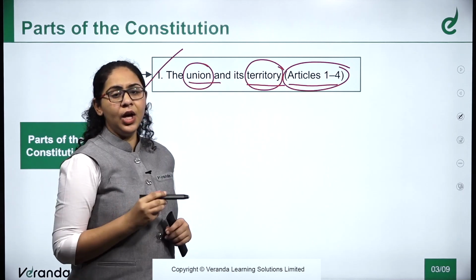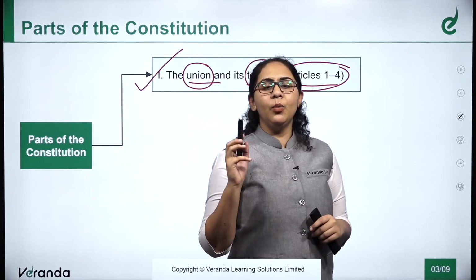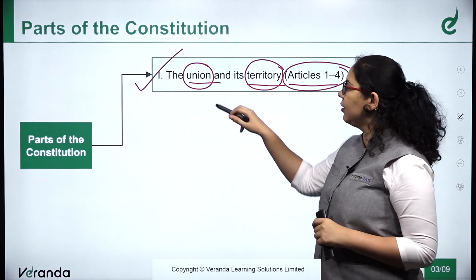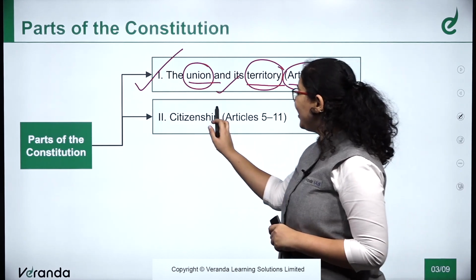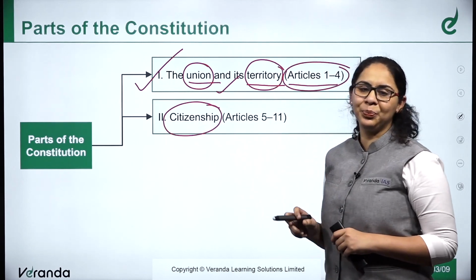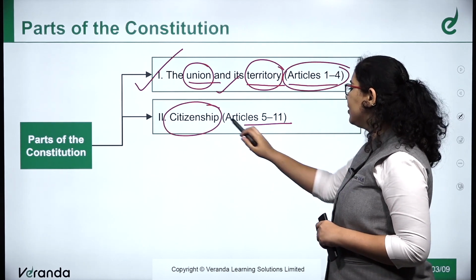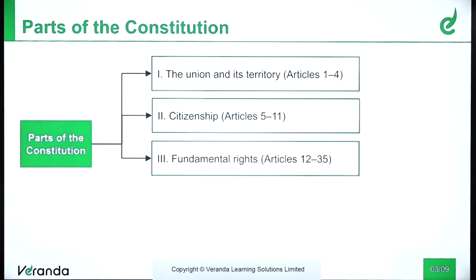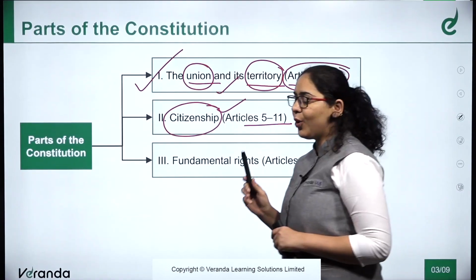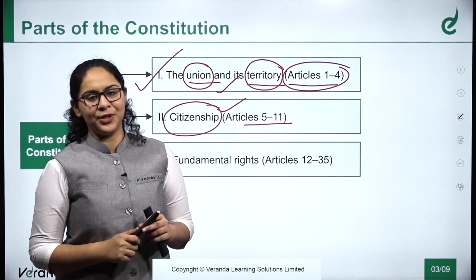What is India? What all is its territory? What all states are parts of India? The list is in Part 1. Part 2 has who is an Indian? Citizenship. Articles 5 to 11 deal with citizenship. Who is an Indian? Who is a citizen of India? Part 3 tells us what all rights a citizen of India has.